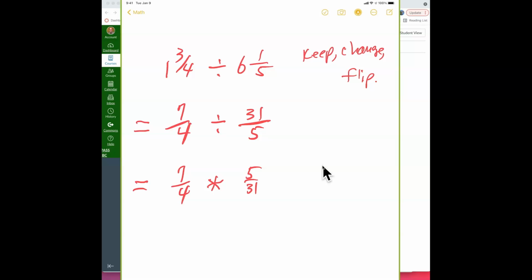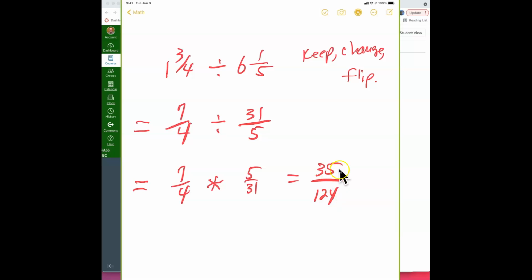Okay, so easily enough, when we multiply, it's always numerator times numerator, which 7 times 5 is 35. And then denominator times denominator, this gives us the new size. So the numerators tell us how many of each piece there are. So we're going to multiply those together to get the new total number of pieces, 35. And then we multiply the denominator by the denominator to get the new size. 4 times 31, well, 4 times 30 is 120, plus 4 more is 124. So this is our new fraction.